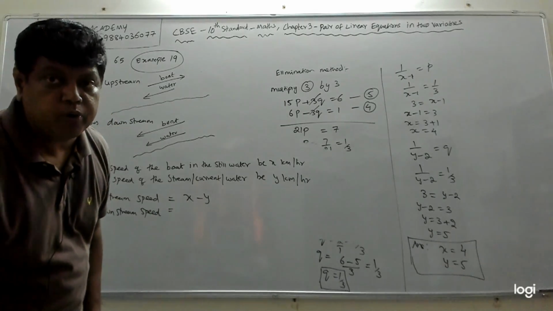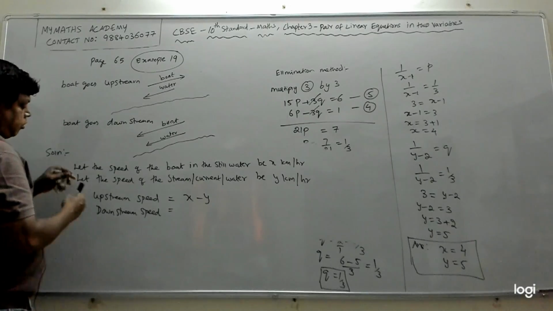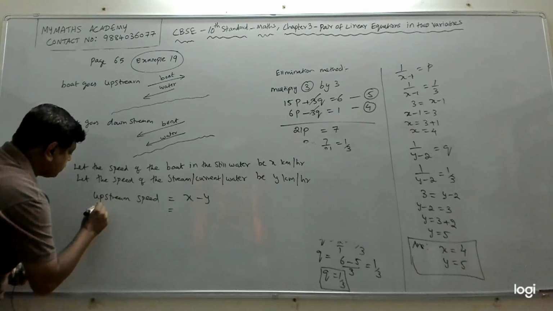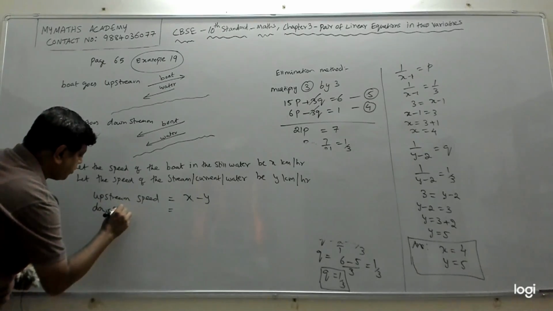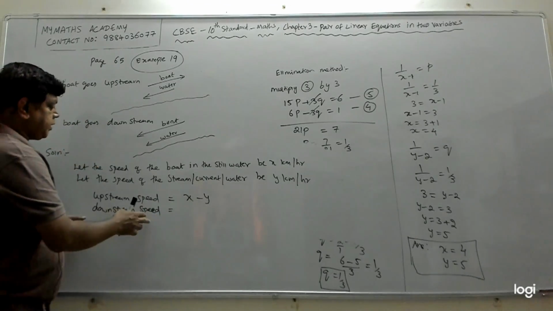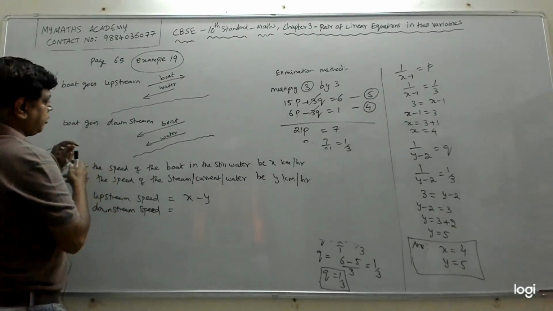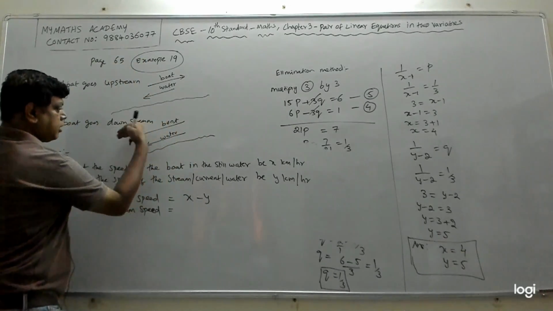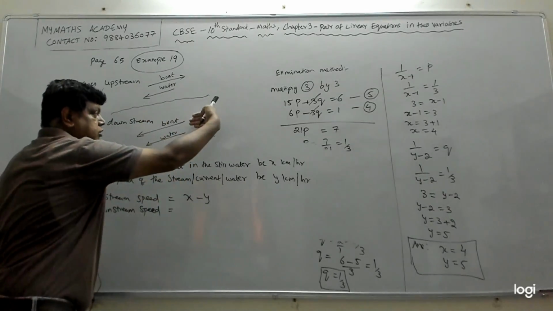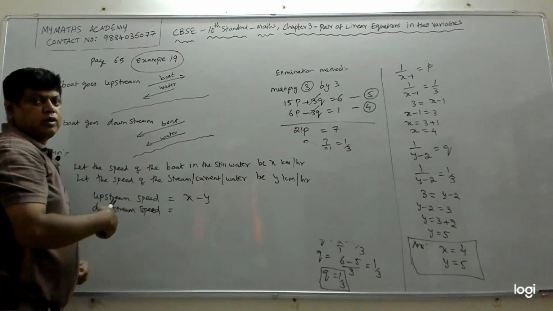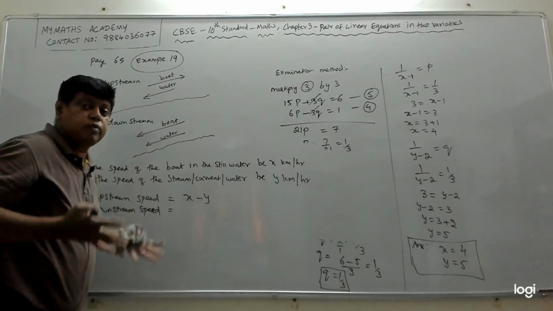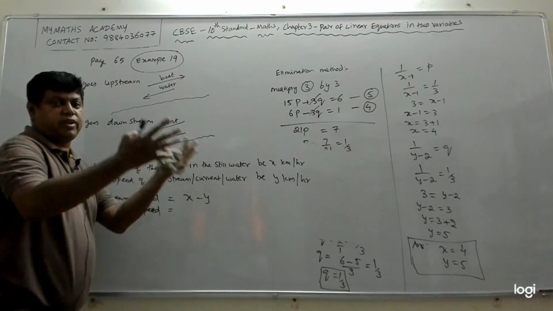Downstream speed will be equal to, again, now the downstream speed. What happens is your boat is going in this direction and the water is also flowing in the same direction as the boat. So both are in the same direction. When you row the boat, the water also pushes the boat, so the speed of the water also gets added to the speed of the boat. So your boat will go faster.